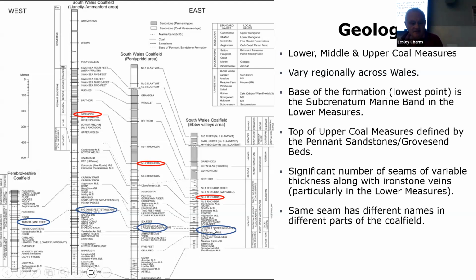The 9 feet seam over in Ebbw Vale, again, is the 9 feet seam over in Pontypridd. It's called the Big Vein once you get to Llanelli. But then once you get to Pembrokeshire, it's the Timber Vein. So it changes. Now, those are regional changes in names, but it's not quite as simple as that.